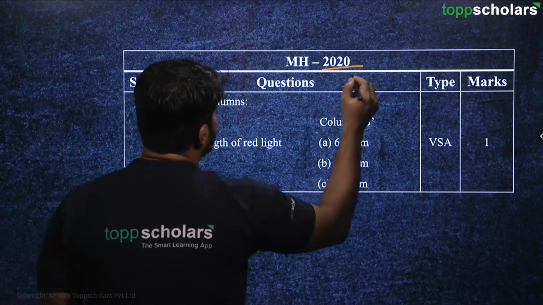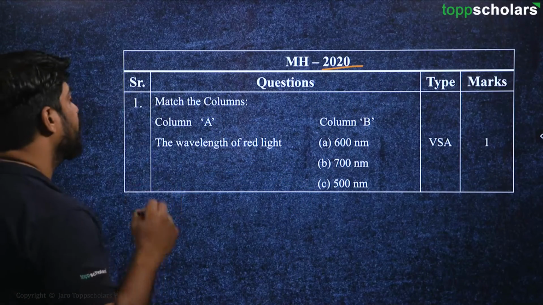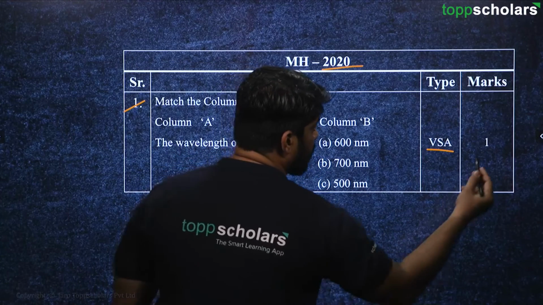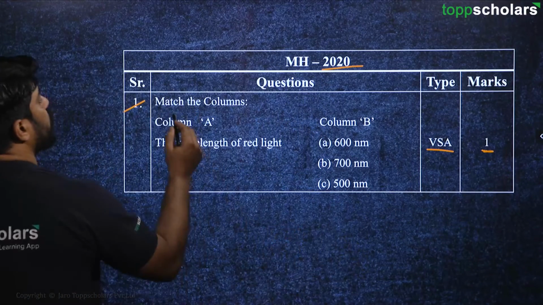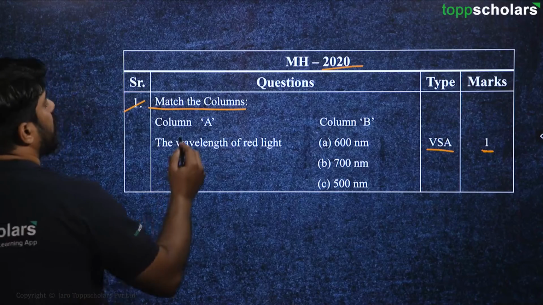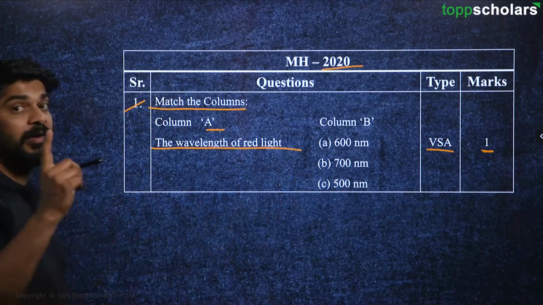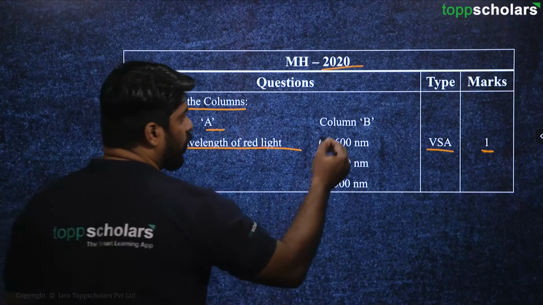This is from the year 2020. So it's a very simple question. You can see it's a very short answer question just for 1 mark. So here we have to match the columns. So in column A, we have got the wavelength of red light. Okay, so here we have got 3 options.